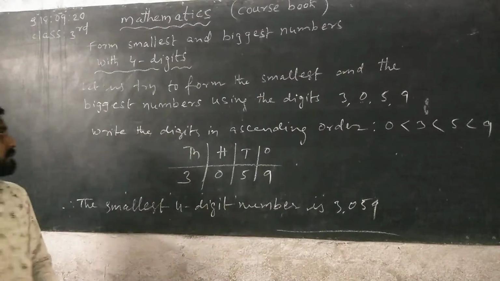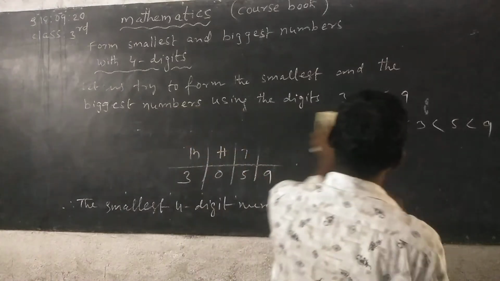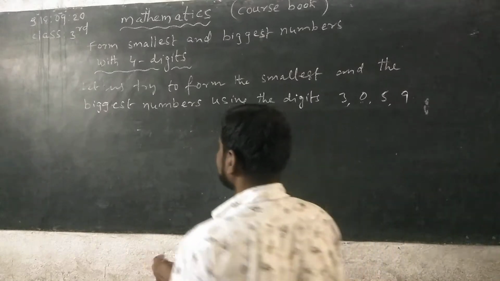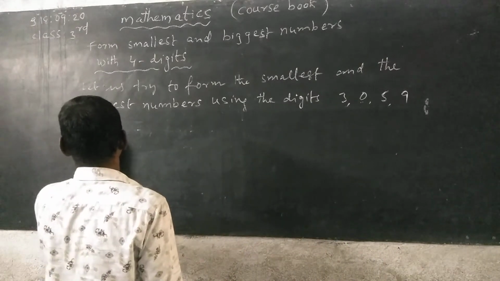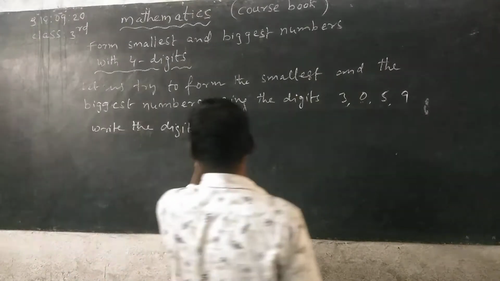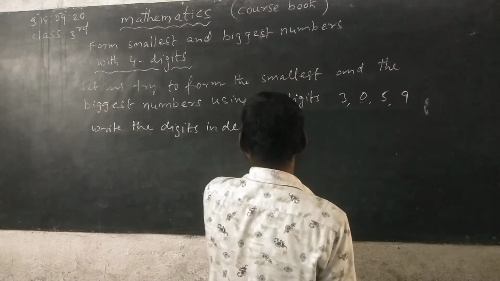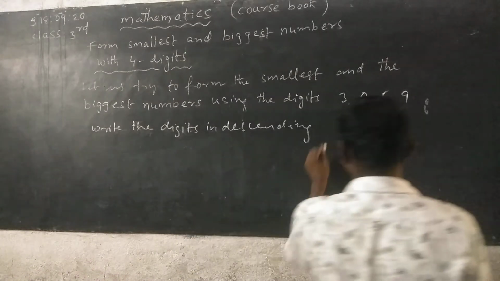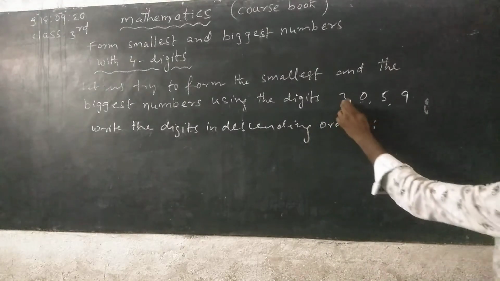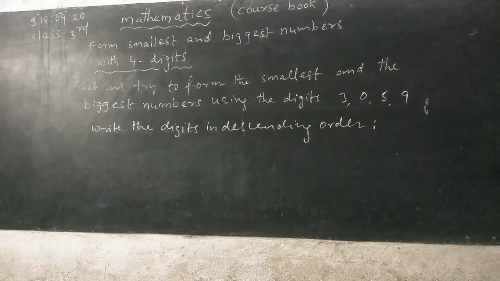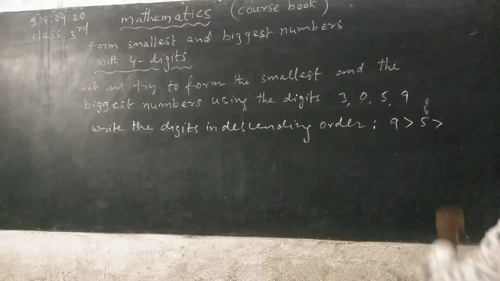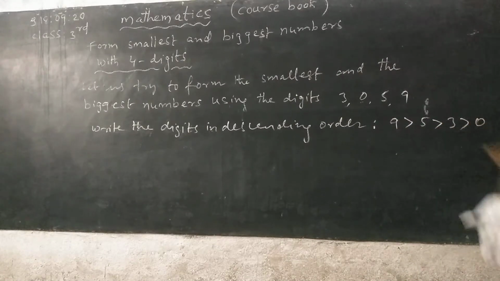Now next, the biggest number by using these digits. See, this is very easy. Write the digits in descending order. See, in it we have 3, 0, 5, 9. In it, which is the biggest number? 9. 9 after 5. 5 after 3 after 0.